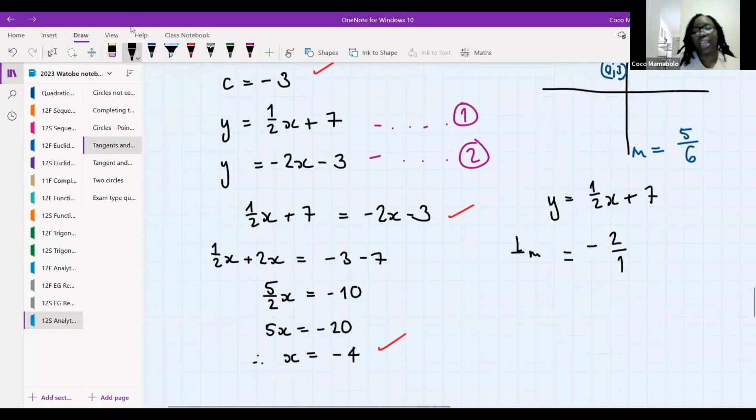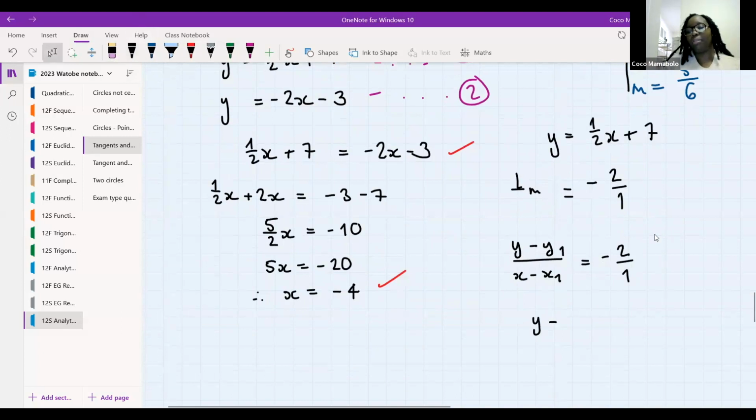So we can then say (y - y1)/(x - x1) is equal to -2/1. And then I have to make an executive decision. What if the negative belongs to the top? Now I'm going to have y - y1 = -2. And at the bottom, I'm going to get x - x1 = 1. In this case, then I can solve for both of them.